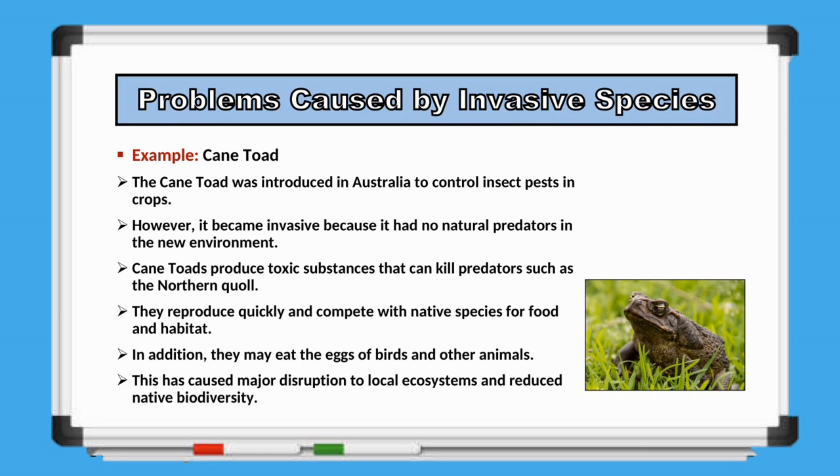Another famous example is the cane toad, which was introduced into Australia to control insect pests in sugarcane fields. Instead of solving the problem, it became a highly invasive species because it had virtually no natural predators. Cane toads produce toxic substances that can kill native predators, such as the northern quoll. They reproduce quickly, compete with native animals for food and habitat, and may also consume the eggs of birds and other wildlife. Consequently, they have caused significant disruption to Australian ecosystems and contributed to the decline of native biodiversity.